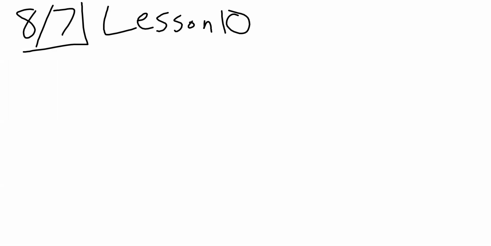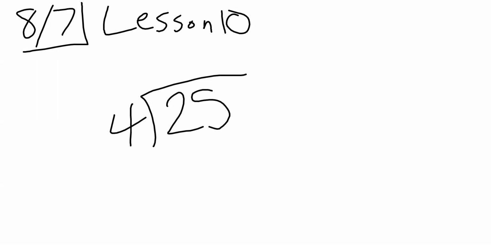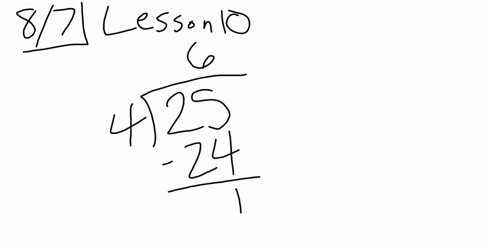So for example, if we are taking 25 divided by 4, how many times does 4 go into 25? 6 times, because 4 times 6 is going to be 24. We have a remainder of 1. And at that point, we need to turn this into a fraction. And that's what we're going to go into.